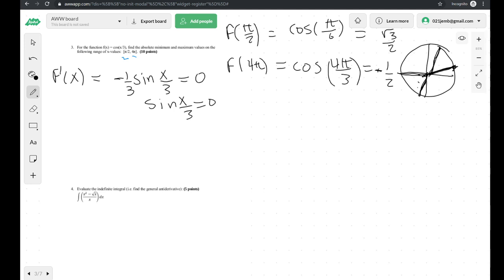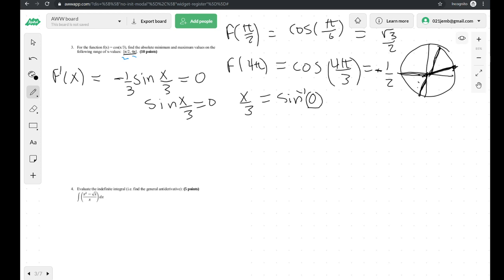And so if we take sine inverse on both sides, we get that x over 3 equals sine inverse of 0. And now you have to be careful here because, well, we know sine inverse of 0 is just 0, right? But we have a domain that covers more than just one full cycle, one full rotation around the unit circle. So we also have to consider that 0 is not even in the interval. We have to find the critical points in the interval from pi over 2 to 4 pi.